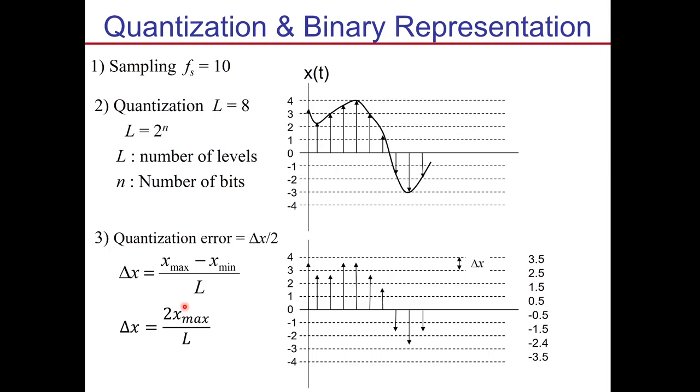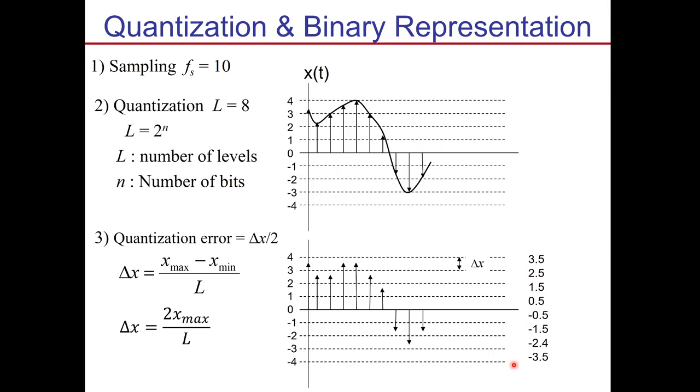And the maximum quantization error will be delta x divided by 2. And all samples here will have only these possible values. Some coding will choose those level values, but in this example we chose the middle: 3.5, 2.5, 1.5, half, minus half, and so forth.